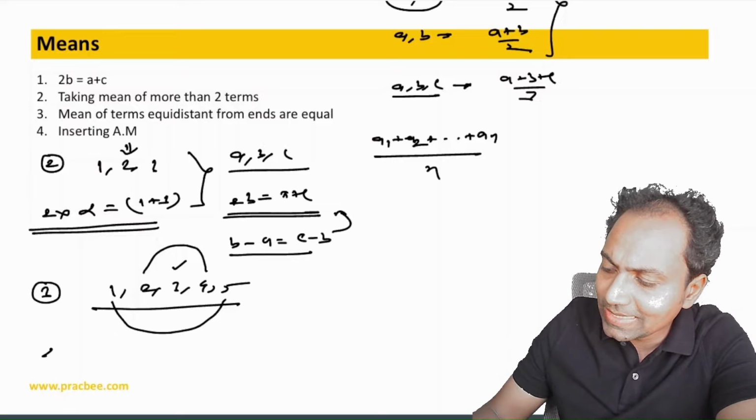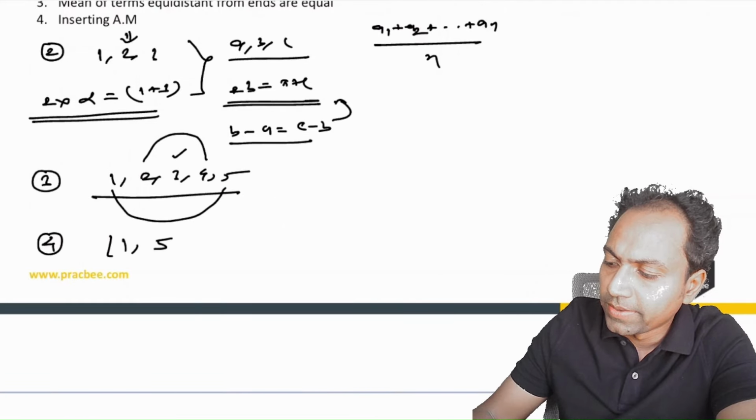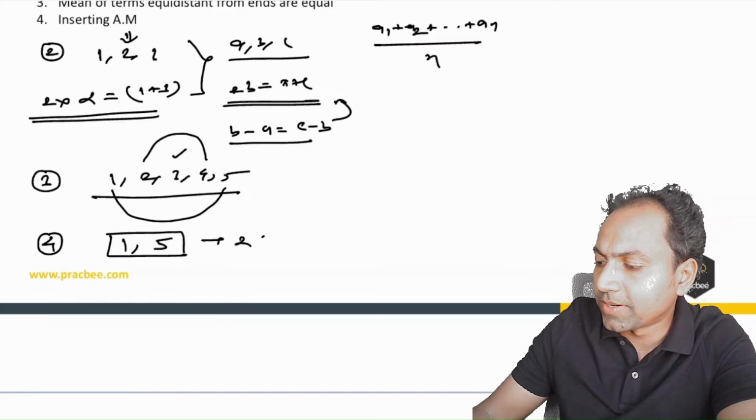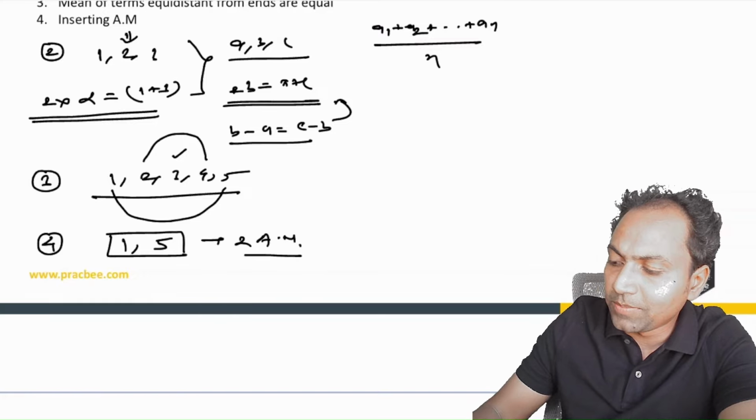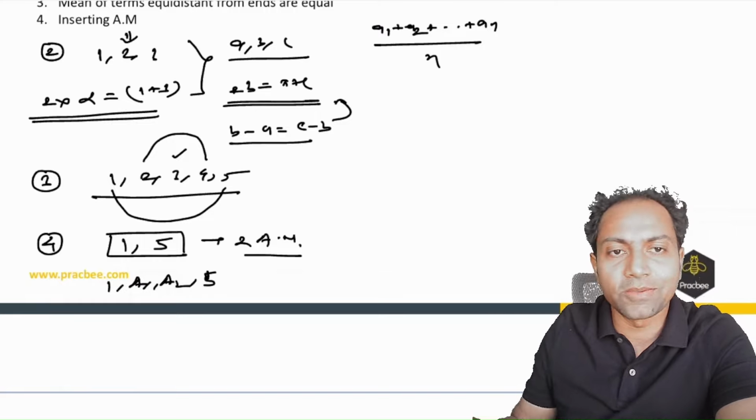And the fourth idea is inserting arithmetic means. So now what they are saying is, let us say we have 1 and 5, and I have to insert two arithmetic means. That means I have to put two numbers here, A1 and A2, in such a manner that 1, A1, A2 and 5 are nothing but in arithmetic progression.